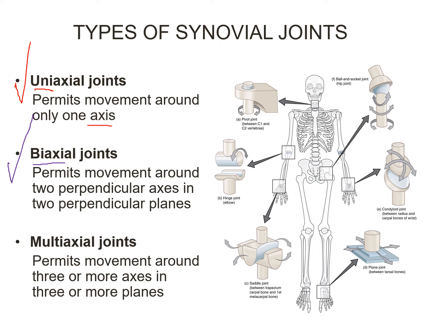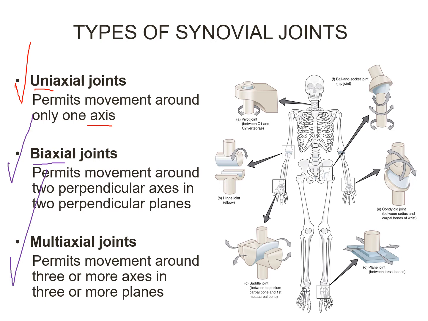So we're missing one of those axes. And then if we have a joint that has all three axes, x-axis, y-axis, z-axis, we can consider that a multi-axial joint. So a perfect example of this is your shoulder. You move your shoulder in all three planes. You can move it X, Y, and Z.